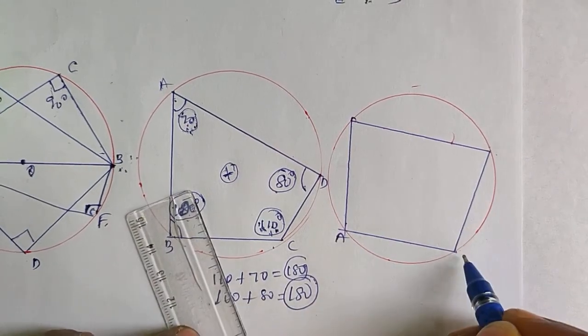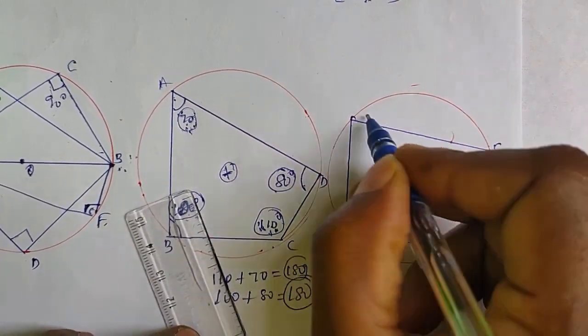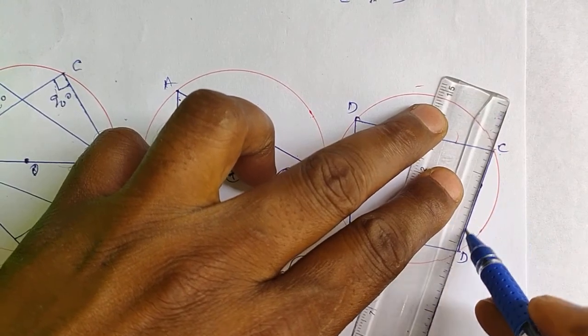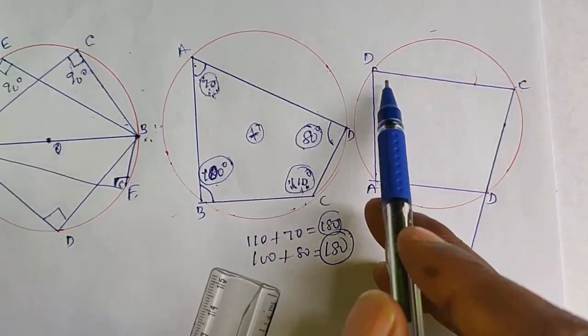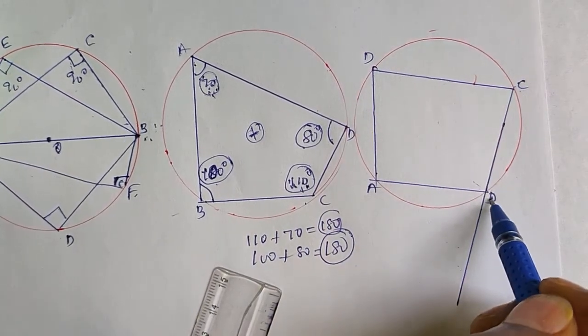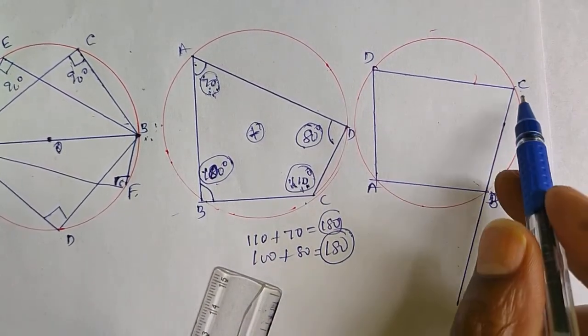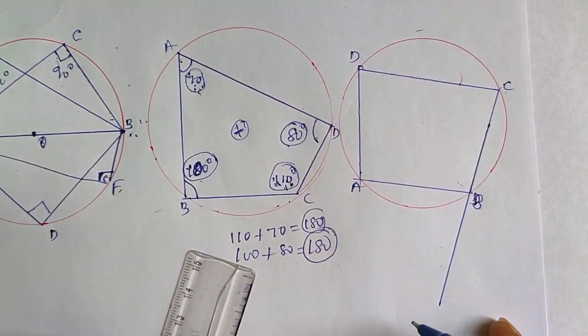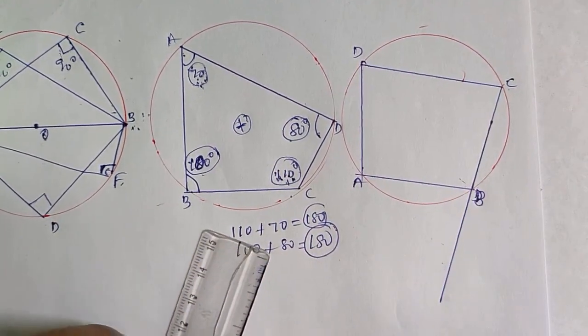Again, I have drawn a cyclic quadrilateral here. In that cyclic quadrilateral, the fifth theorem says that you extend any one side. Here there are 4 sides, no? AB, BC, CD, and AD. Any one side you can extend, either upward or down, or right side, left side, any side you extend.